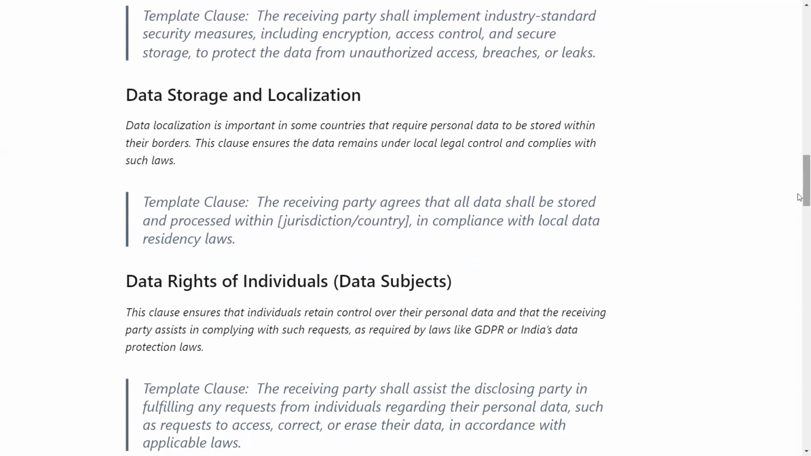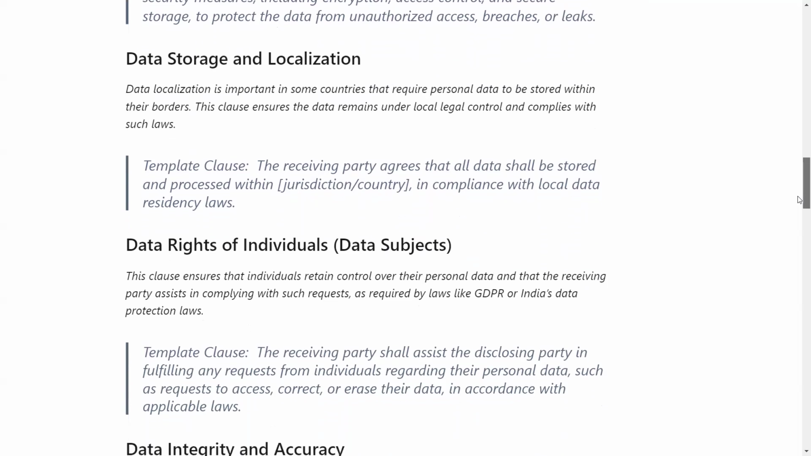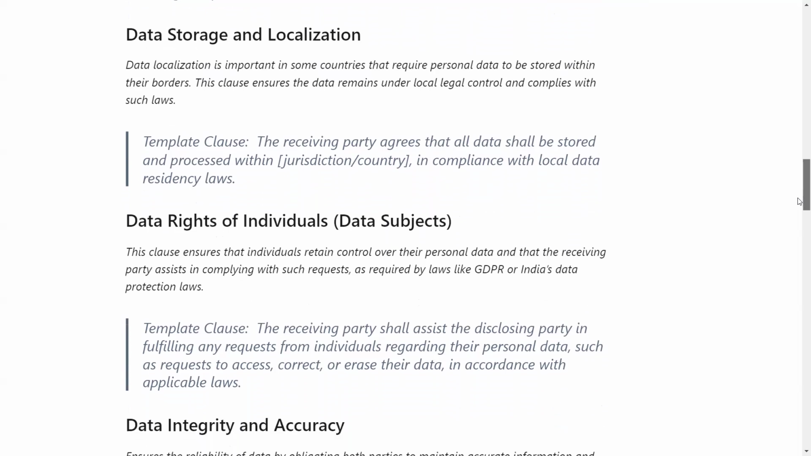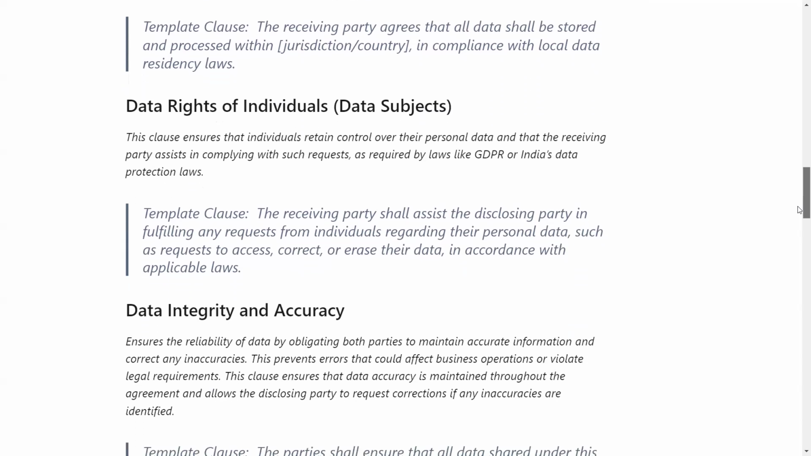Data storage and localization. Data localization is important in some countries that require personal data to be stored within their borders. This clause ensures the data remains under local legal control and complies with such laws. The template clause: The receiving party agrees that all data shall be stored and processed within the jurisdiction or country in compliance with local data residency laws.